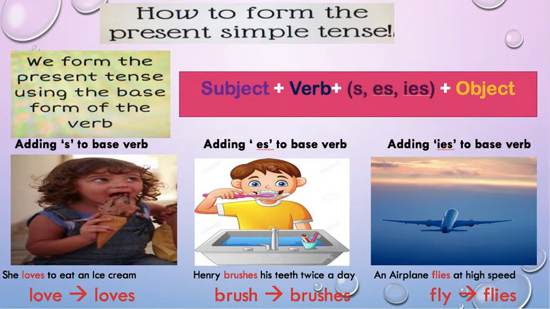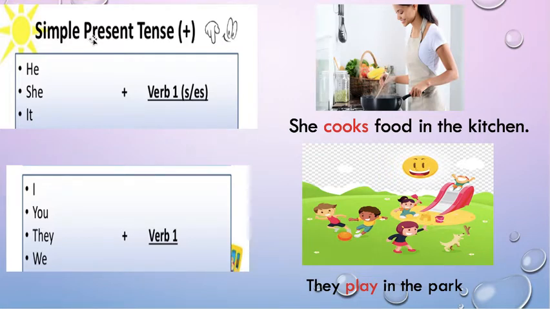Okay, students. Now next one, simple present tense. There are certain rules which we have to follow when we are making a sentence into simple present tense. When the subject is he, she or it, the base verb will be added s or es. And if the subject is I, you, they or we, then we will not add anything. The base verb will be the verb in the sentence.